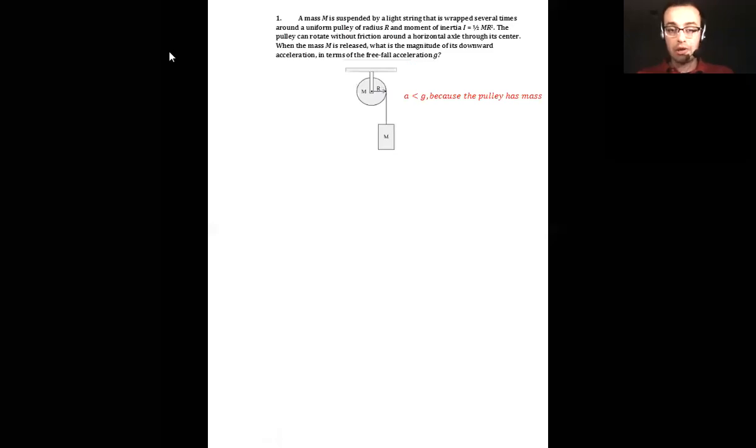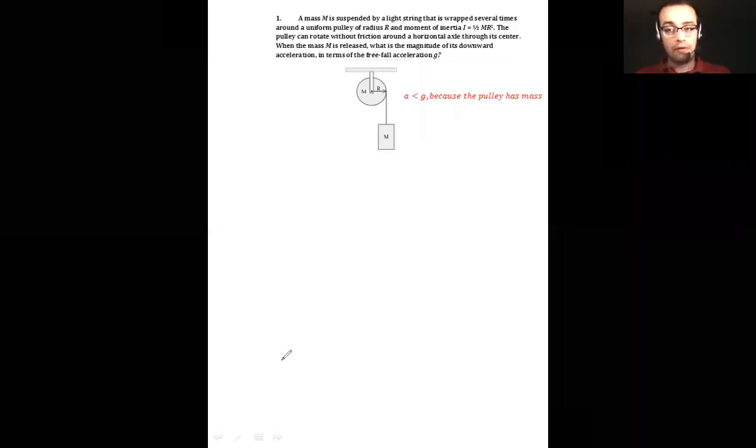This block here is going to be feeling basically a pull upwards, which is connected to the ceiling here. And again, this block is not going anywhere. This block is not being accelerated. So the acceleration of this system is going to be less than the acceleration due to gravity because that pulley has mass. So how do we go about solving this problem?